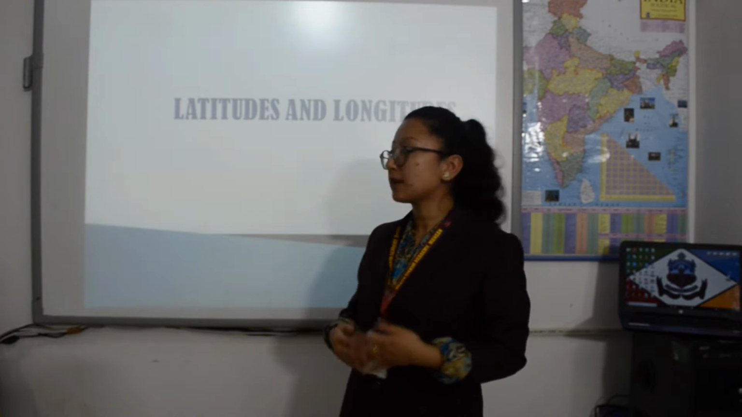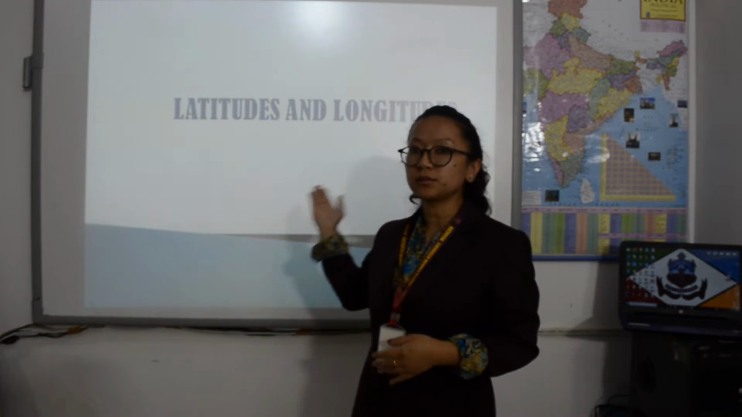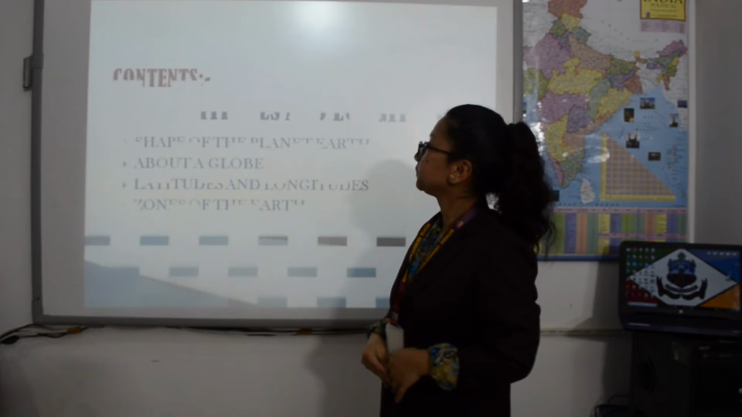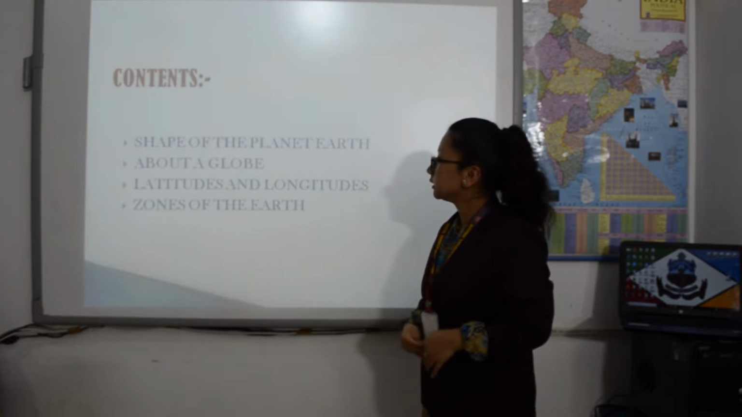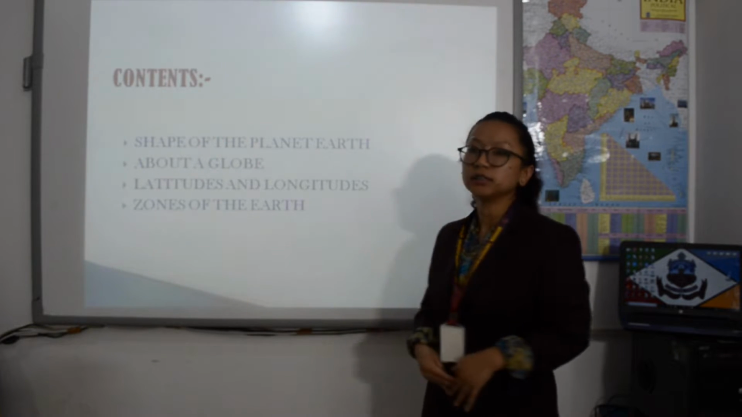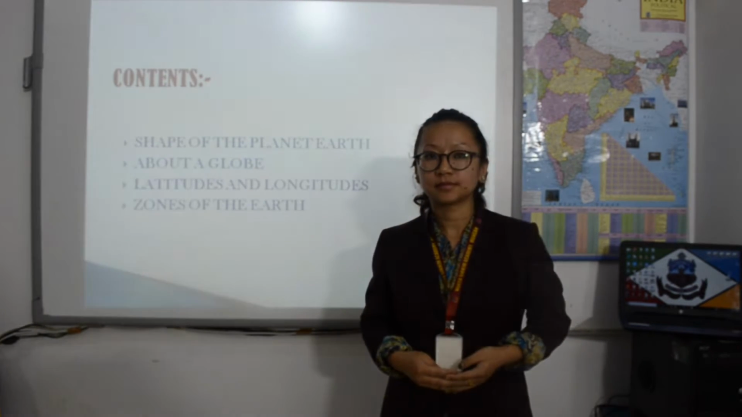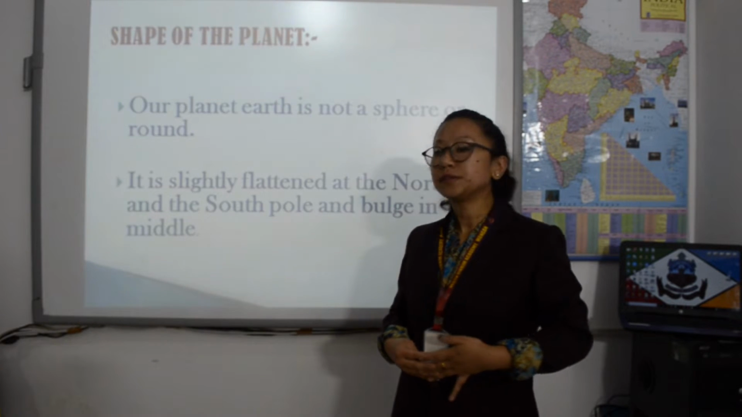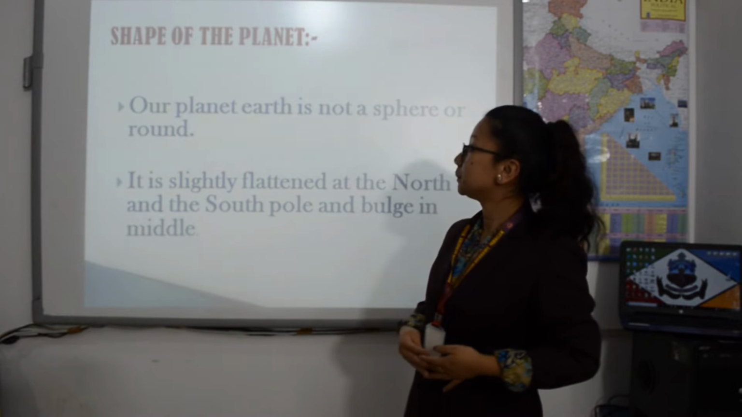So the name of the chapter is Latitudes and Longitudes, and the contents are shape of the planet Earth, about the globe, latitudes and longitudes, and zones of the Earth. So our first topic is shape of the planet.